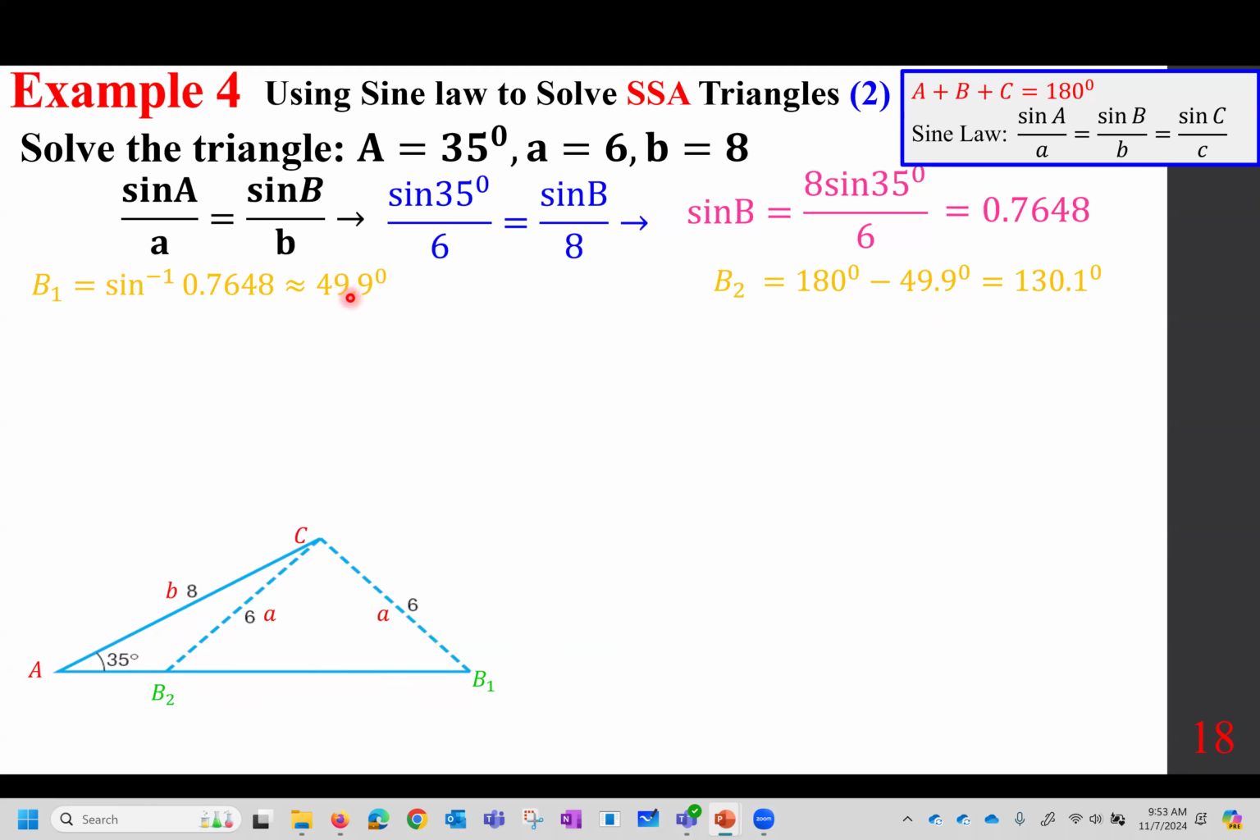So right here, add these two, subtract it from 180 to find the third angle. So 180 minus A minus B1. So 180 minus 35 minus 49.9, 95.1 degrees. This is the angle C, the big one.